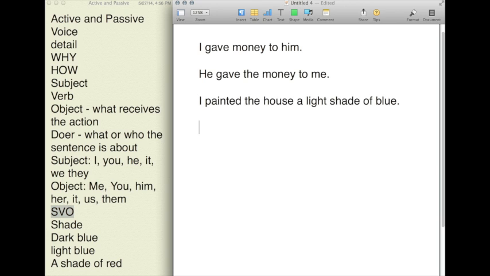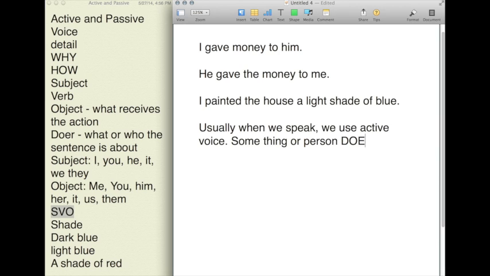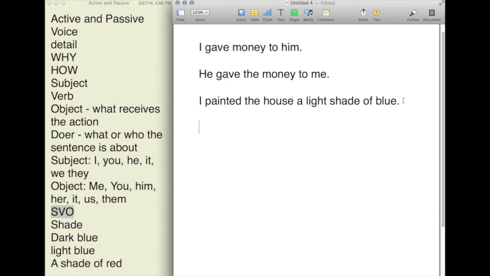And usually when we speak, we use active voice. Something or someone does something to another thing. And usually we do not say the object that gets the action first. But sometimes we need to. Let's try to change this first sentence into a passive sentence.